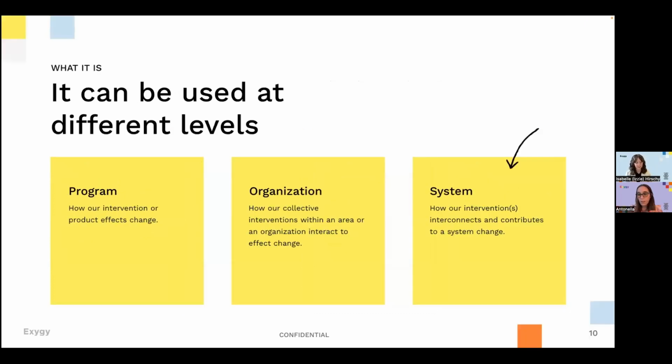We also really like the theory of change because we can use it at different levels. We can build a theory of change that focuses only on one program, product, or service, how our organization interacts with the system, or the system as a whole, and really draw the connections between all of these different interactive layers.